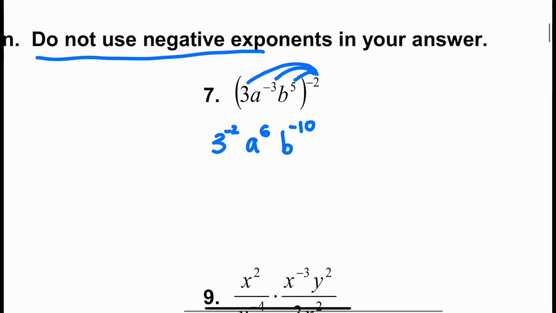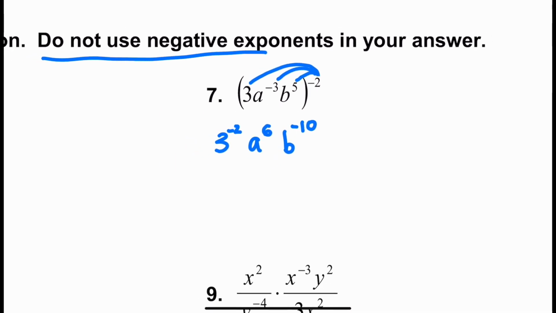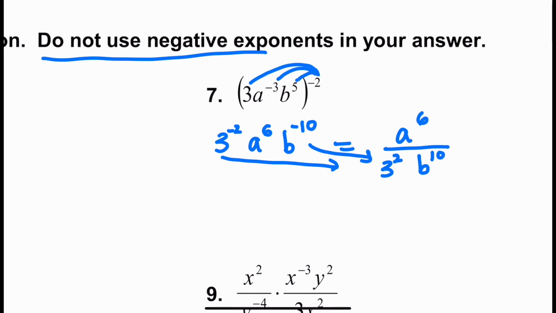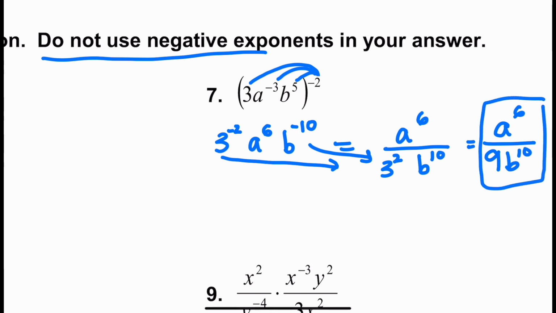Now we do not want negative exponents, so anything with a negative exponent we're going to take to the denominator. The a to the 6 stays in the numerator. The 3 squared comes into the denominator. And the b to the -10 comes to the denominator and becomes b to the +10. 3 squared is 9, so I'm going to have a to the 6 over 9b to the 10th as our answer for number 7.